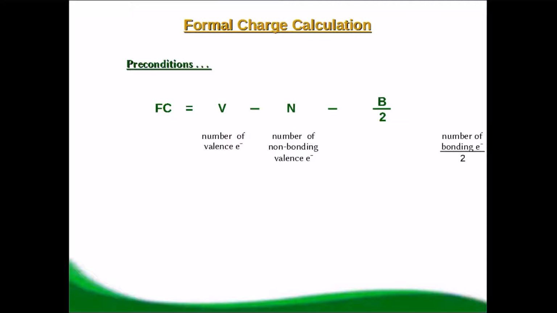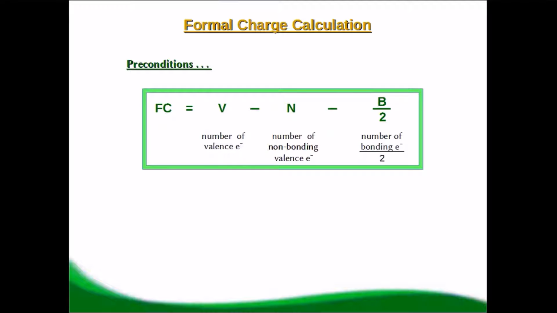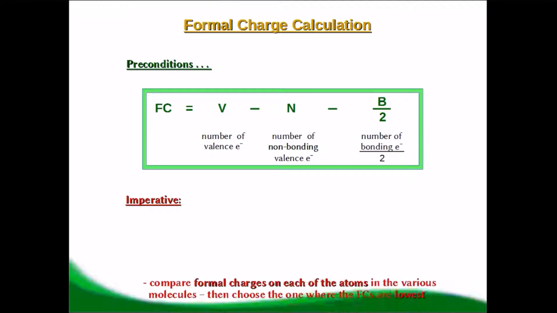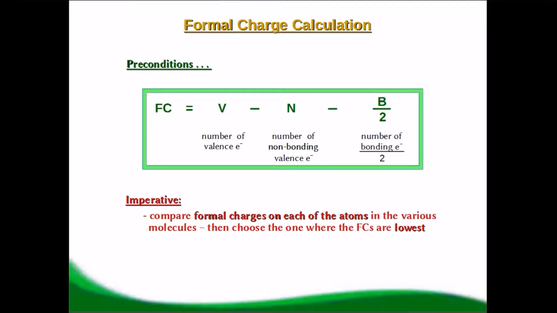is assumed. Formal charge calculations are done with this equation, where Fc equals V, the number of valence electrons on the atom, minus N, the number of non-bonding valence electrons on the atom, minus B, the number of bonding electrons, which we have to divide by 2. This equation enables you to calculate formal charge for each atom in any compound, and finally decide to choose the structure in which all the atoms of possible structures have the lowest value, as close to 0 as possible.